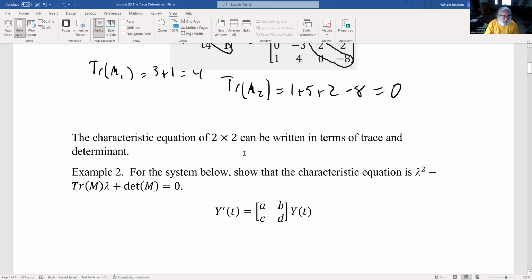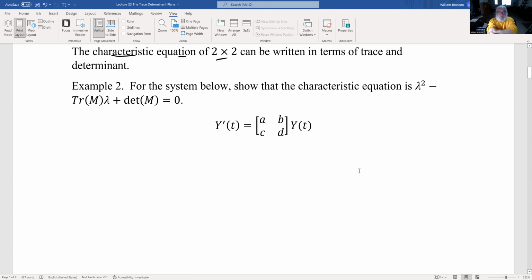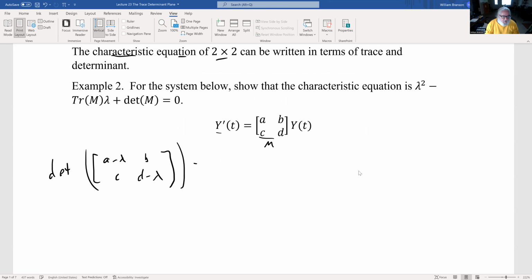Why we're interested in this is that the characteristic equation for finding eigenvalues can be written in terms of trace and determinant. So what's the characteristic equation for this system? This is a system of differential equations. This is the matrix M. We take A minus lambda, B, C, D minus lambda. We want the determinant of that equal to 0. That's our characteristic equation.